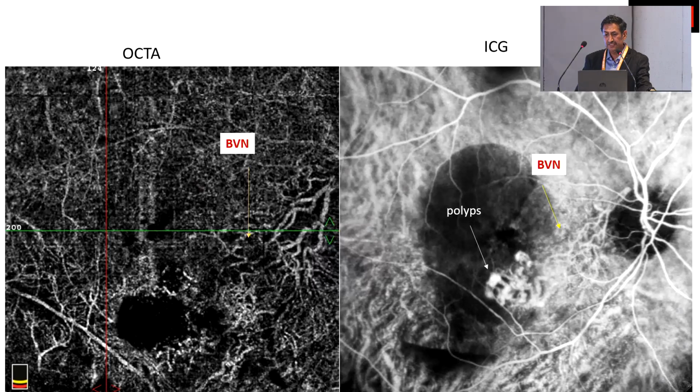So this is another case. This is the ICG. You can see the BVN here, polyps, and BVN is very well picked by the OCTA, and this dark could be the polyps. It's a sort of hypoflow.